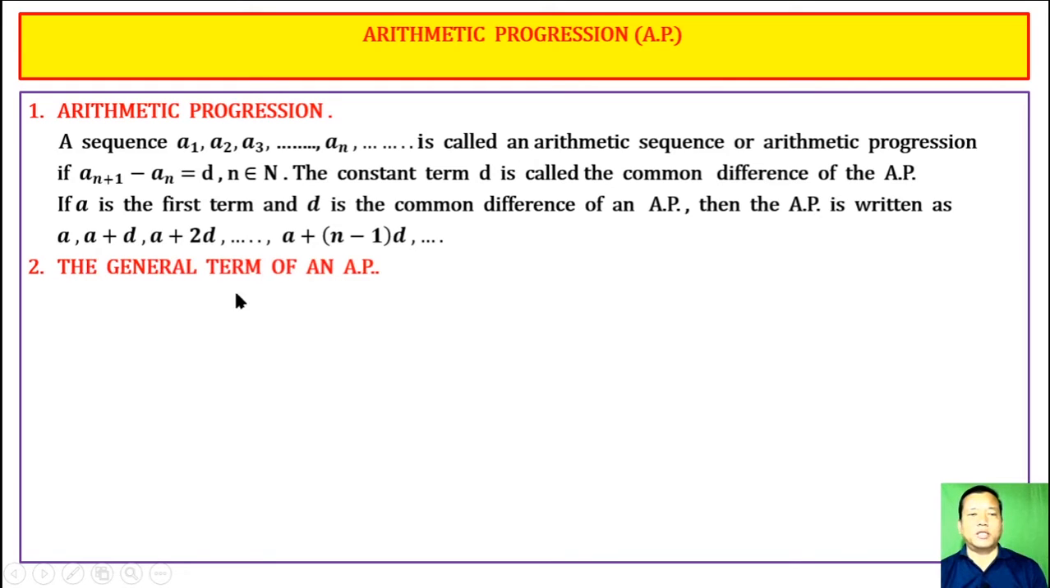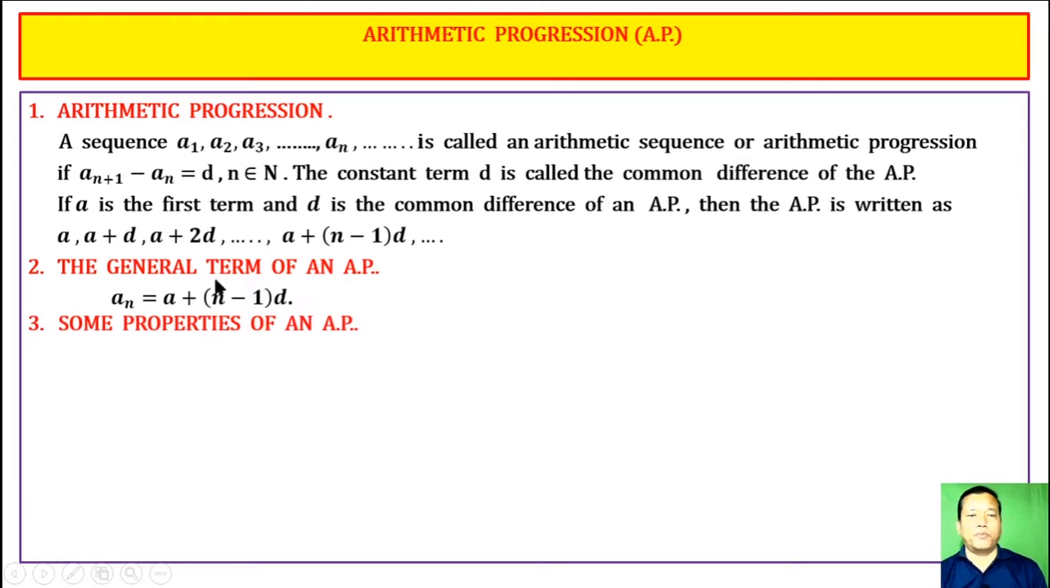Number 2, general term of an AP. a(n) is equal to a plus (n minus 1) times d. This is called the general term of an AP. By giving different values of n, you get different terms of the AP.